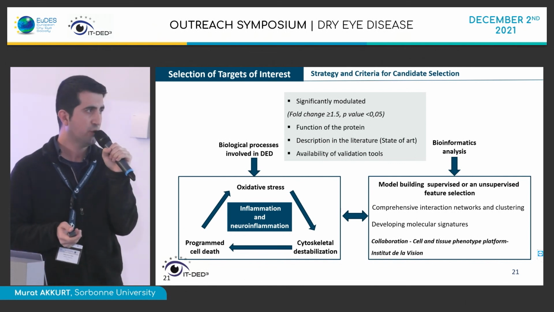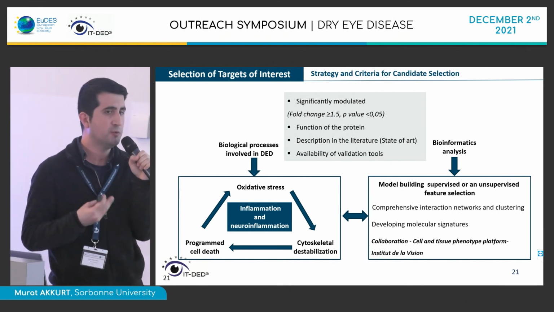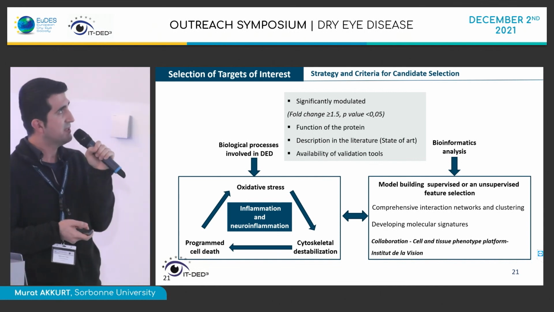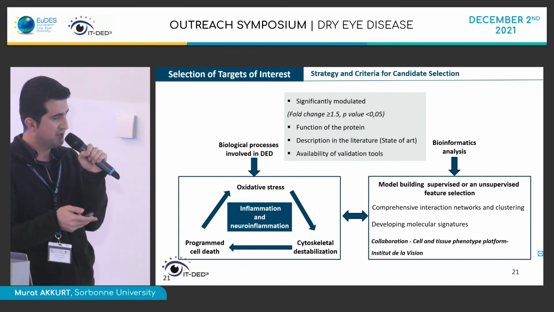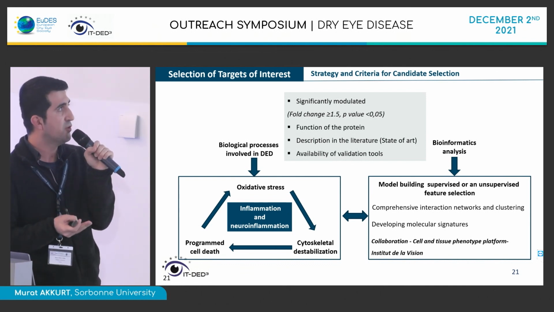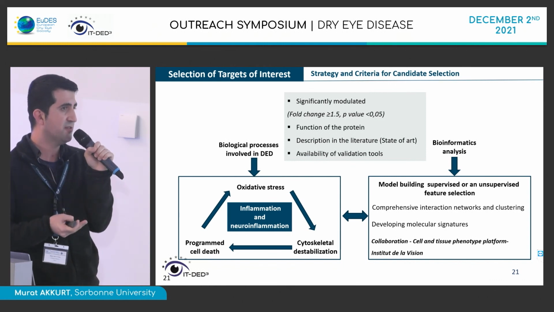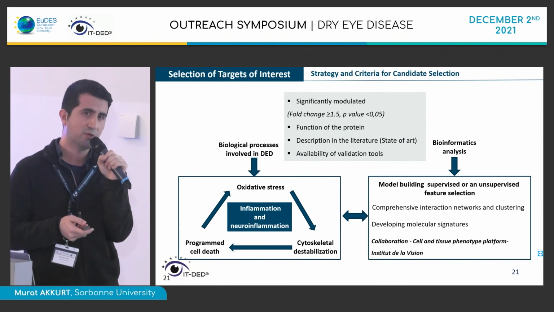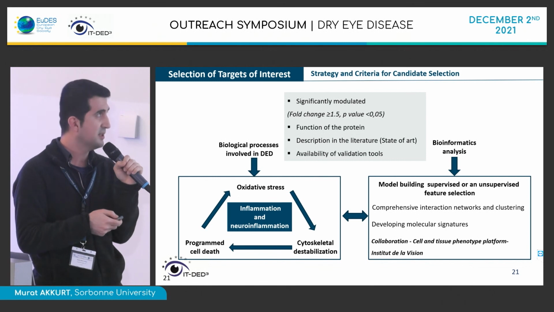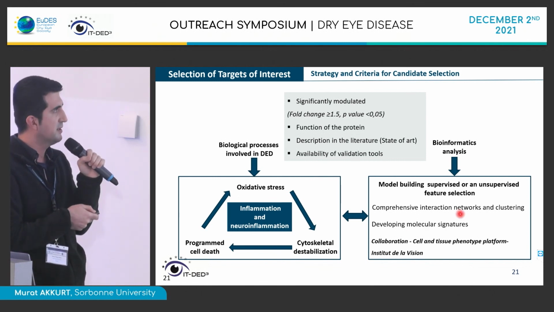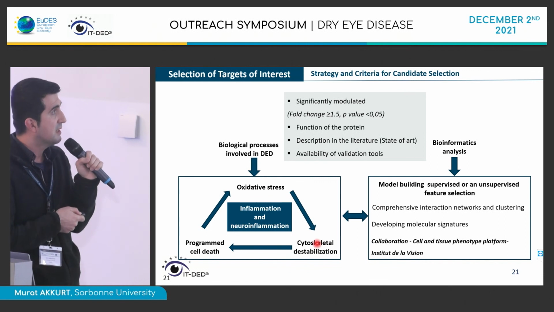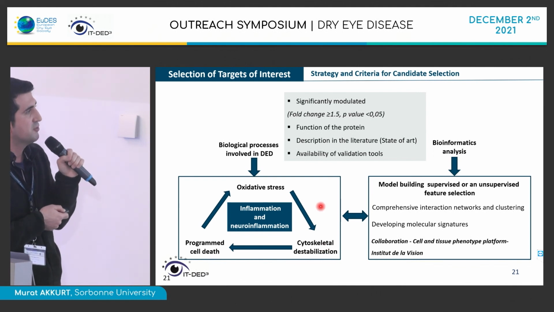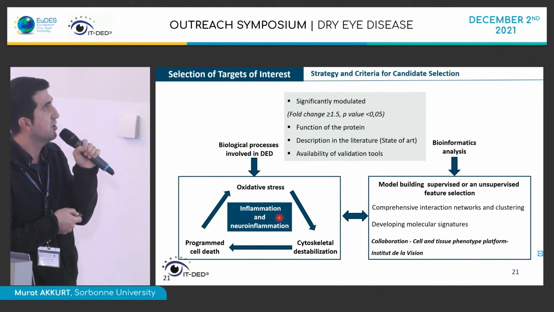So after having such a huge data set, in order to select the best targets of interest, we have to develop a strategy and criteria. Our strategy is based on the function of protein, their description in the literature, if we have already existing validation tools, and also the biological processes of these proteins are important because, for dry eye disease, we are interested in oxidative stress, programmed cell death, in this case cytoskeletal destabilization, because we find that many proteins were downregulated, and of course inflammation, neuroinflammation are important biological processes.